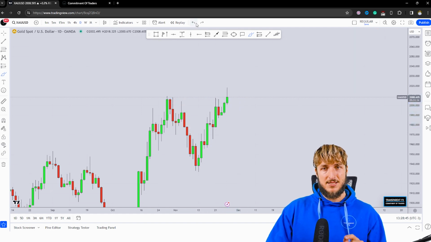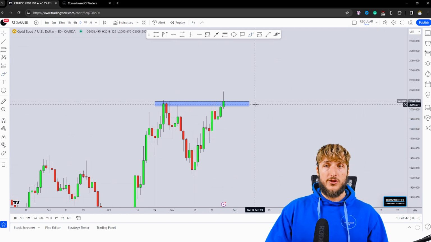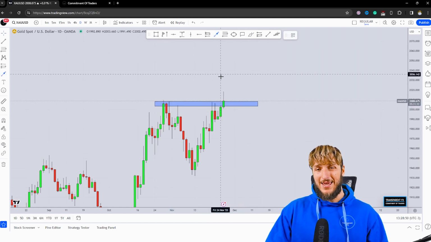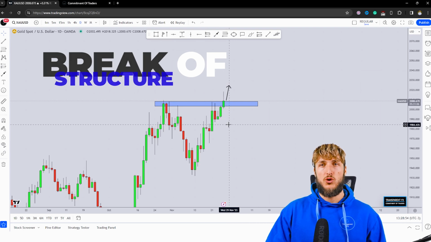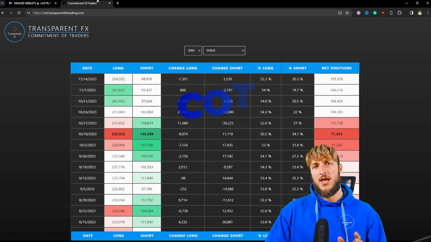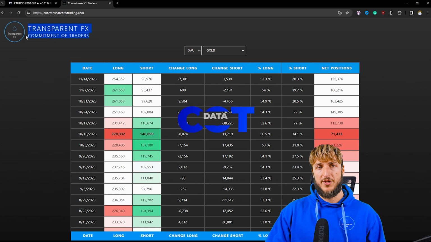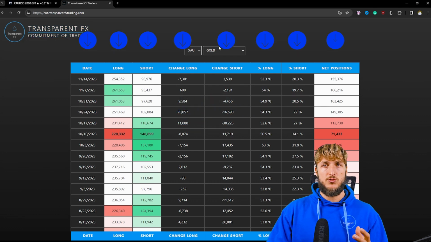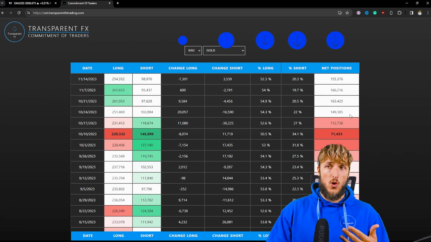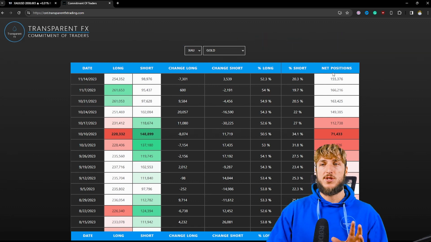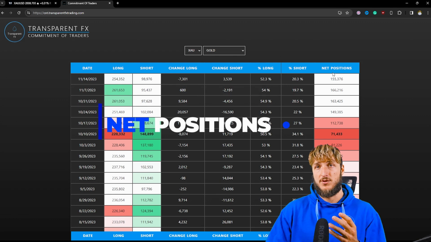However, in this analysis, I want to focus on what would happen essentially if we actually get this break, which is quite probable as the market is pushing through the level. Now, if we go and see what we have when it comes to the commitment of traders, so what institutions are doing in the market, and we check the data precisely for gold, what we can see is that with the last reports, net positions have been massively increased.